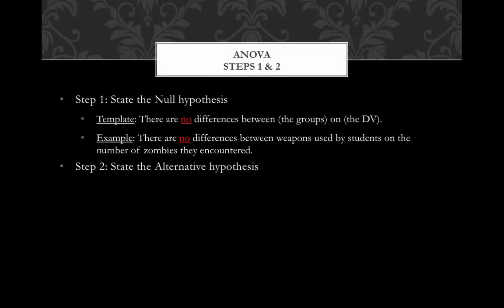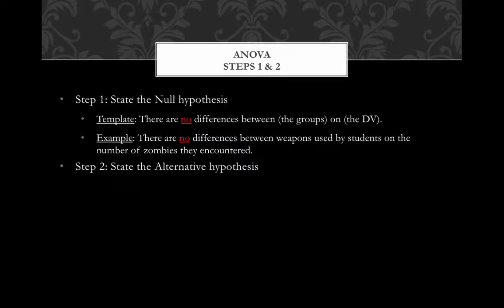Step 2, the alternative hypothesis, is going to be similar to what we do when we do chi-square with multiple groups. Because we have 3 or more groups, in this case we have 6 different groups, 6 different weapons, 6 different groups of students that use different weapons, we want to see, is there a difference in these groups on the number of zombies they encounter?